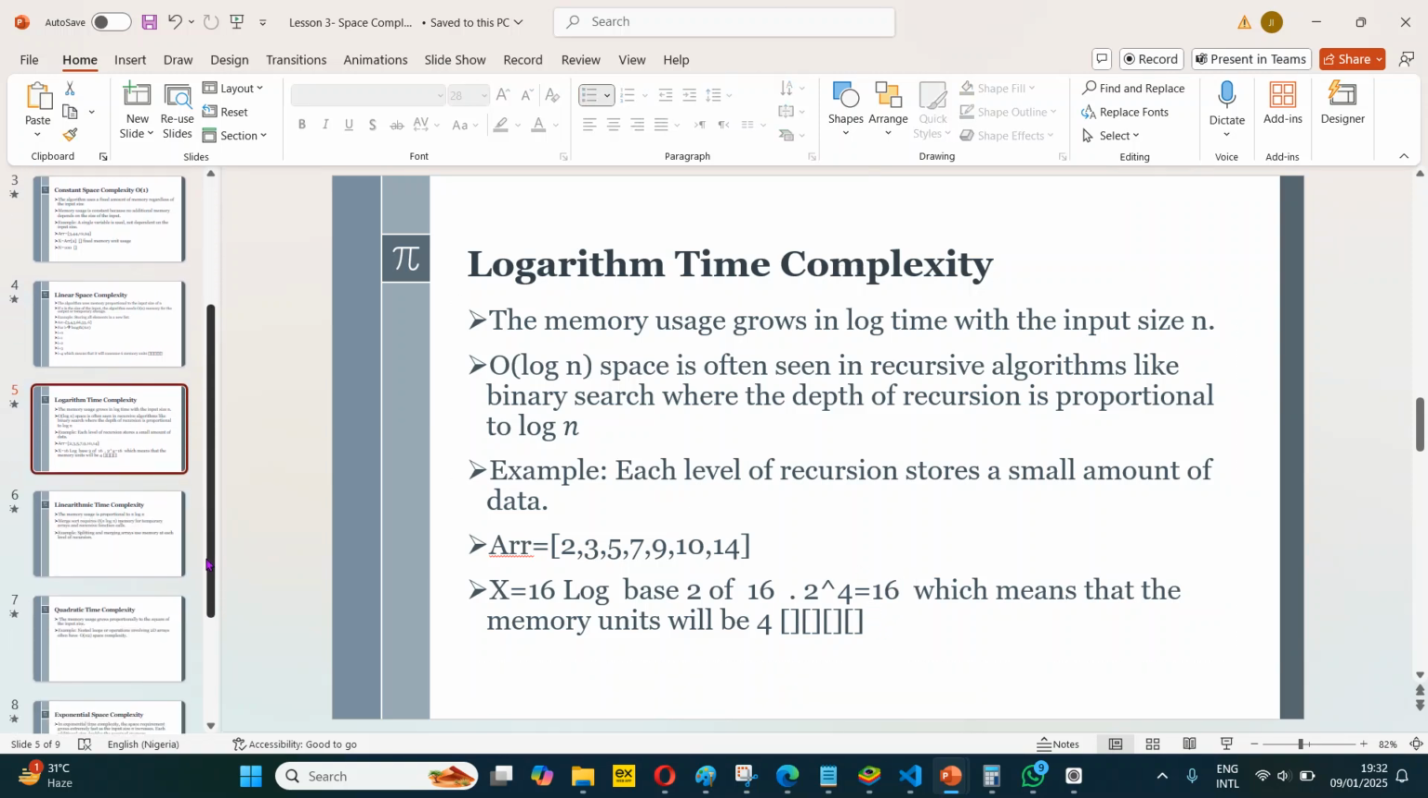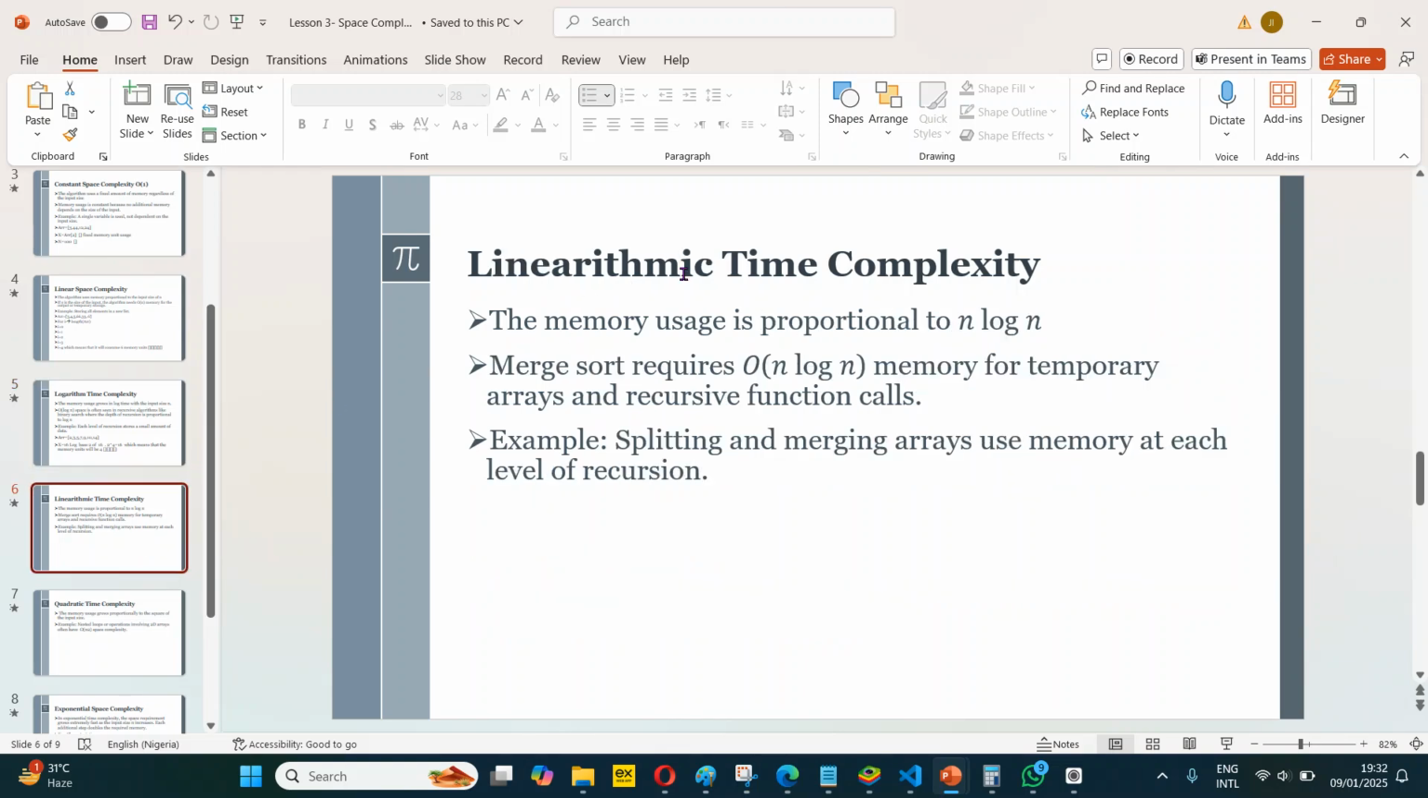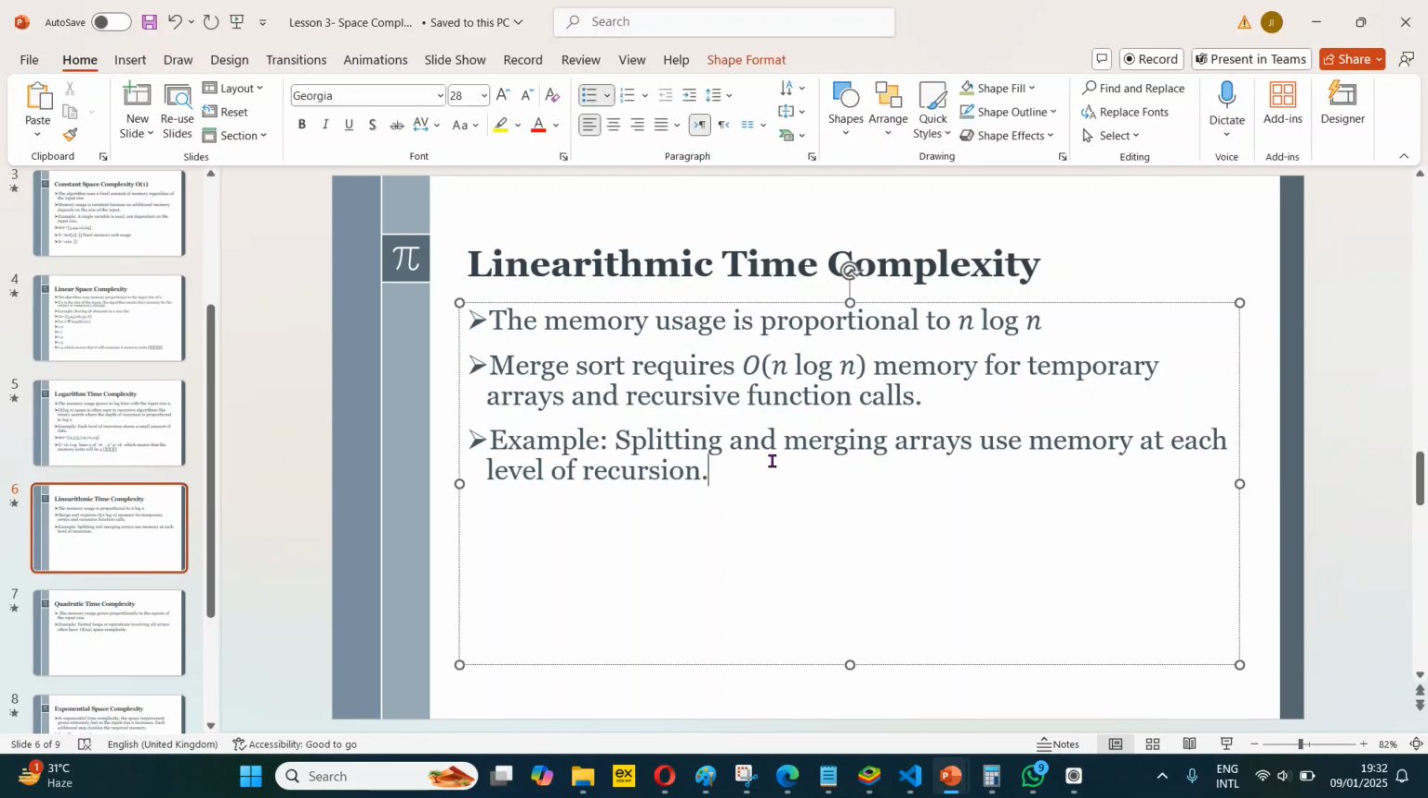So let's look at the next one, which is the linear arithmetic time complexity. Now, the memory usage is proportional to n log n, right? So, for example, merge sort requires the order of n log n memory for temporary arrays and recursive function calls. Now, let's assume that we have an array like this. We have 4, 5, 55, 0, 1, 3, 4, 6, and 5.